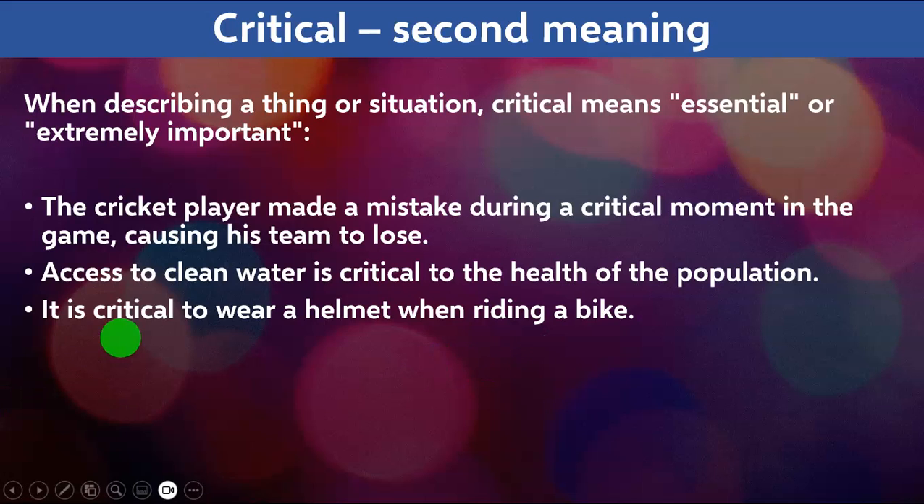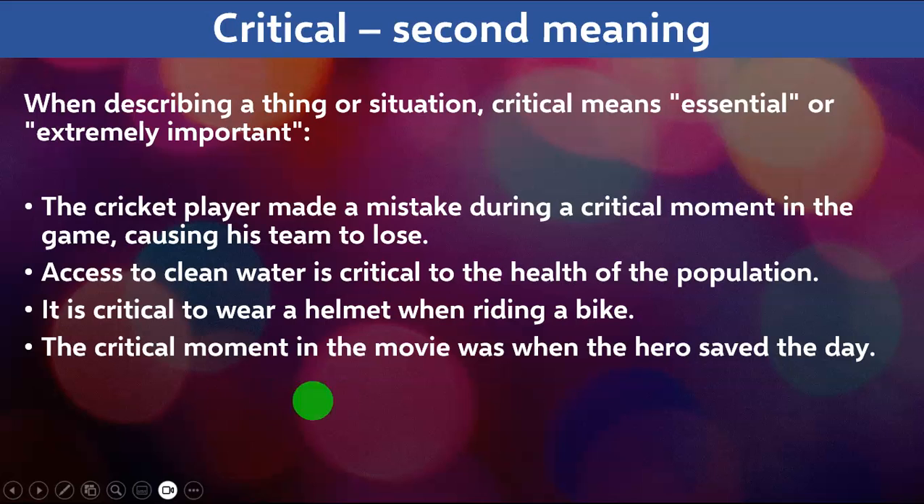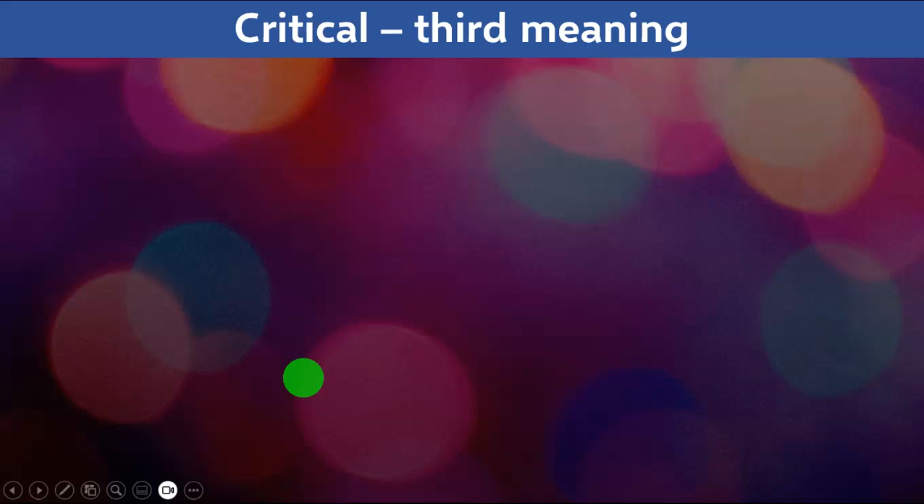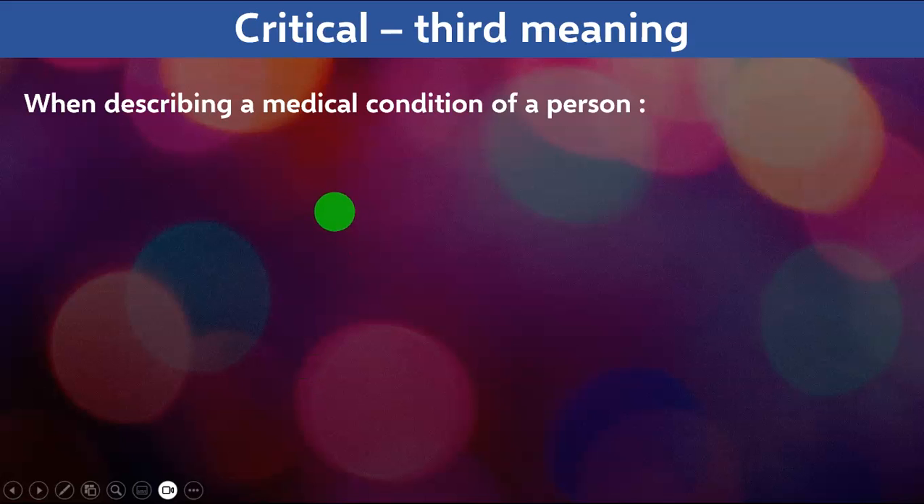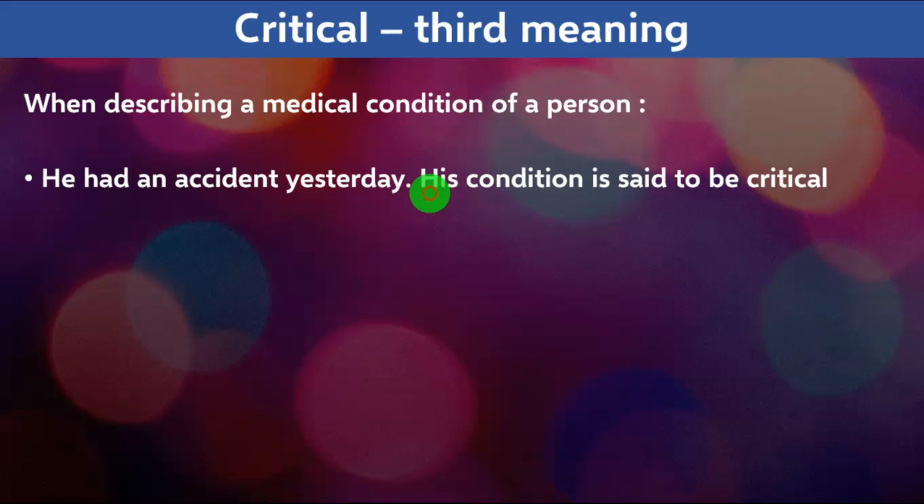That's why we are saying it's critical. The critical moment in the movie was when the hero saved the day, right? We are talking about a very important moment, right? So that is the second meaning of the word critical, where we are saying it means essential or extremely important moment, right? Now let's move on to the third meaning of the word critical. When describing a medical condition of a person, the third meaning is describing the medical condition of a person.